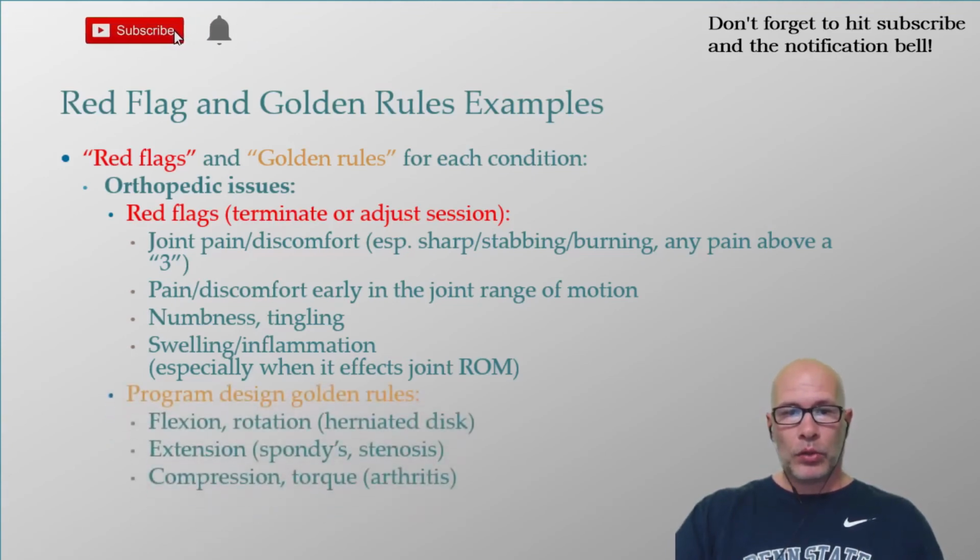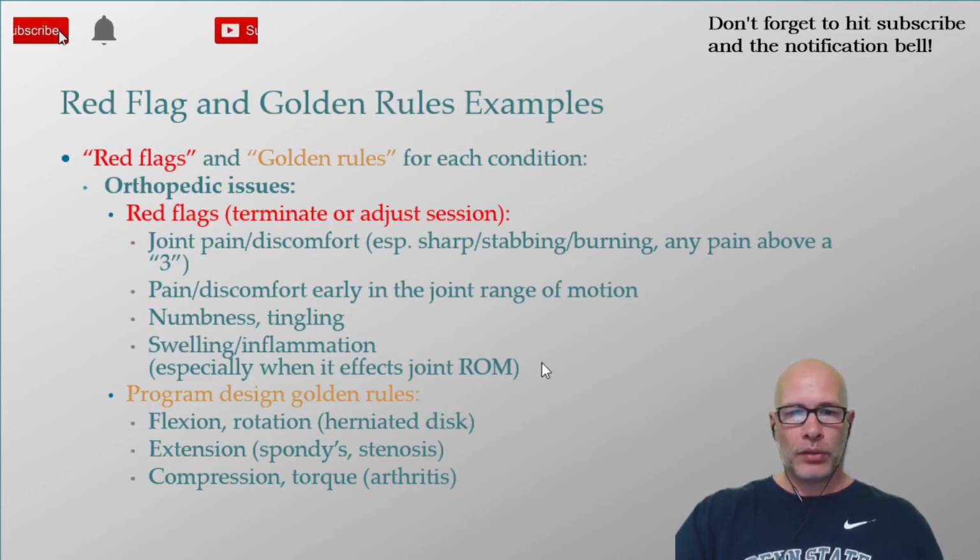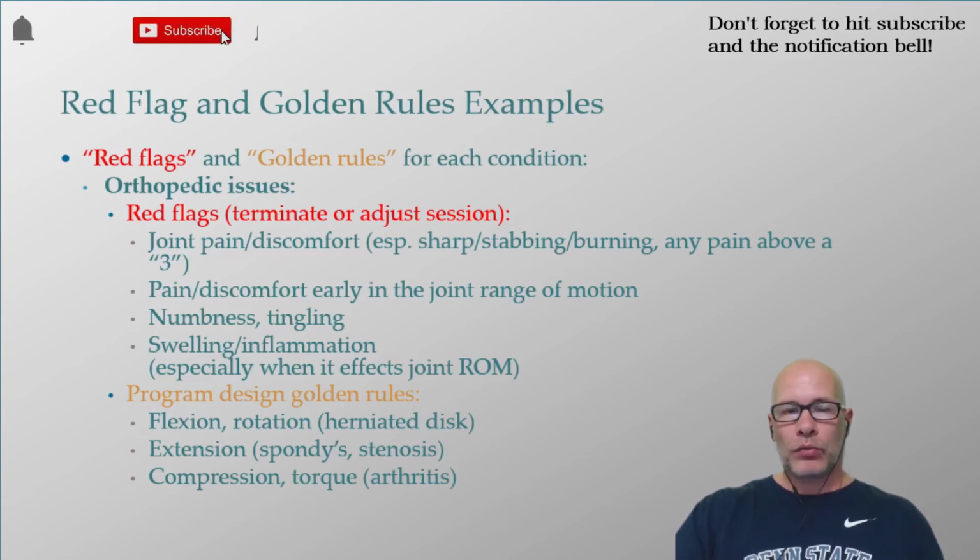And from a program design golden rule standpoint, I'm actually just talking here about things that we need to know that may exacerbate pain if we aren't aware of them. So for example, for a herniated disc, we need to be wary of too much flexion, rotation, or, I also should include, compression there. From a stenosis or one of the spondies, such as spondylolysis, spondylolisthesis, spondylitis, those are conditions where too much extension will exacerbate pain. And then arthritis is an example of something where we need to be aware of too much compression or torque in the exercises or movements.